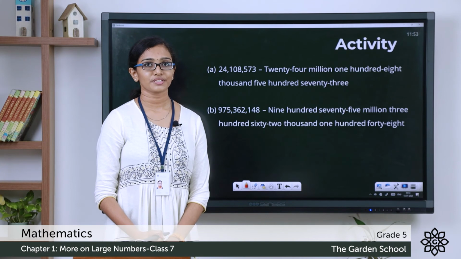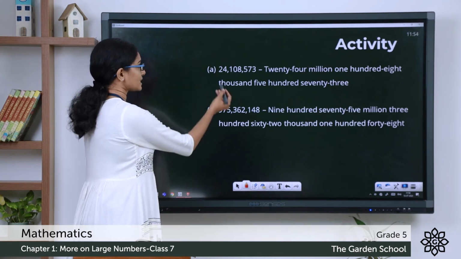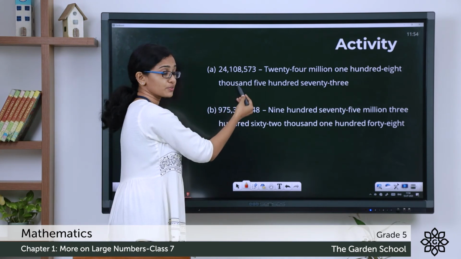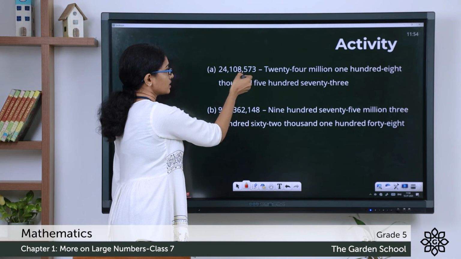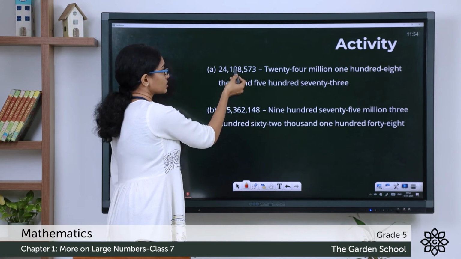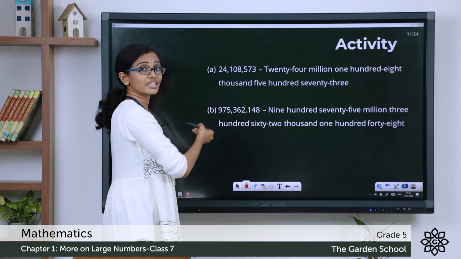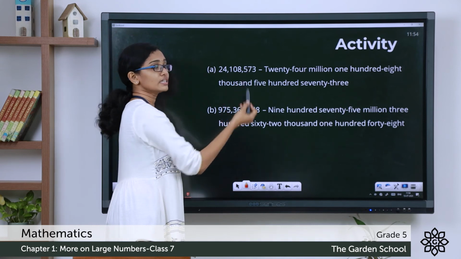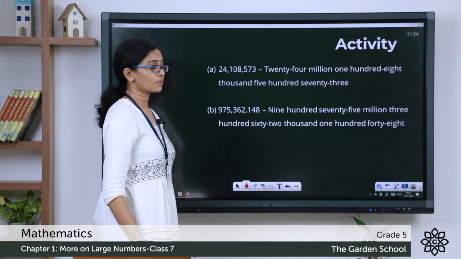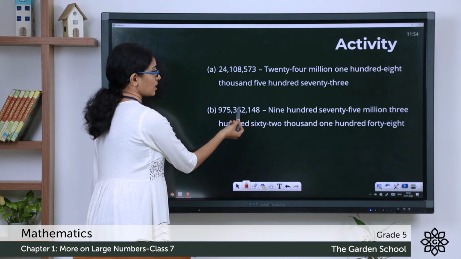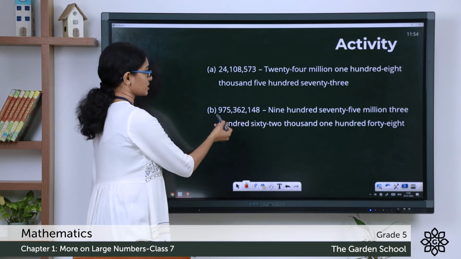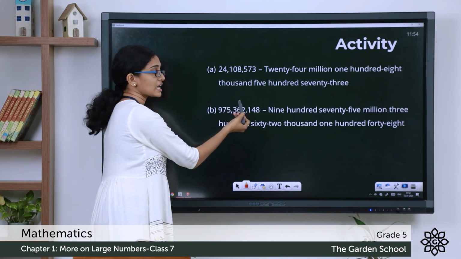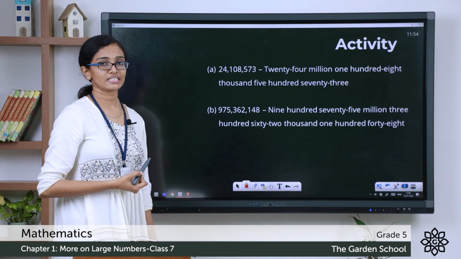I hope you finished the activity. Now let's see the answers. So here is the first number. We have inserted the commas by grouping from right to left. So ones, tens, hundreds, we put a comma, then the thousands period and millions period. So how do we read this number? It's 24,108,573. That's the number name for this one. Here, this is the ones period, thousands period and millions period. So this one is 975,362,148. I hope your answers are correct.